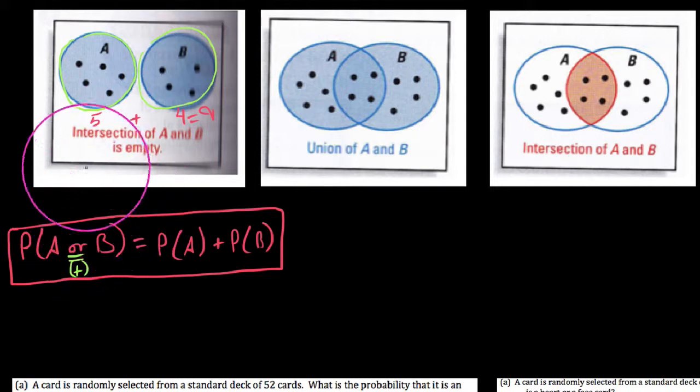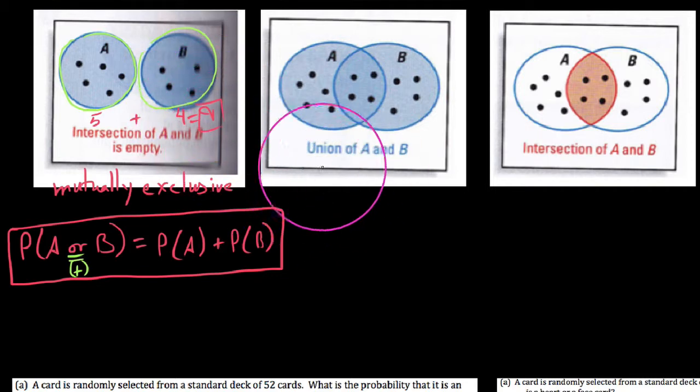Now, the thing is, you'll notice the picture up here, A and B, they don't overlap at all. We would refer to these events as being mutually exclusive from one another. So when we talk about events being mutually exclusive, it means that they had no things in common to begin with. So we can get away with just saying, well, there are 5 here, there are 4 here. A or B would be the total of that. That's 9, okay?